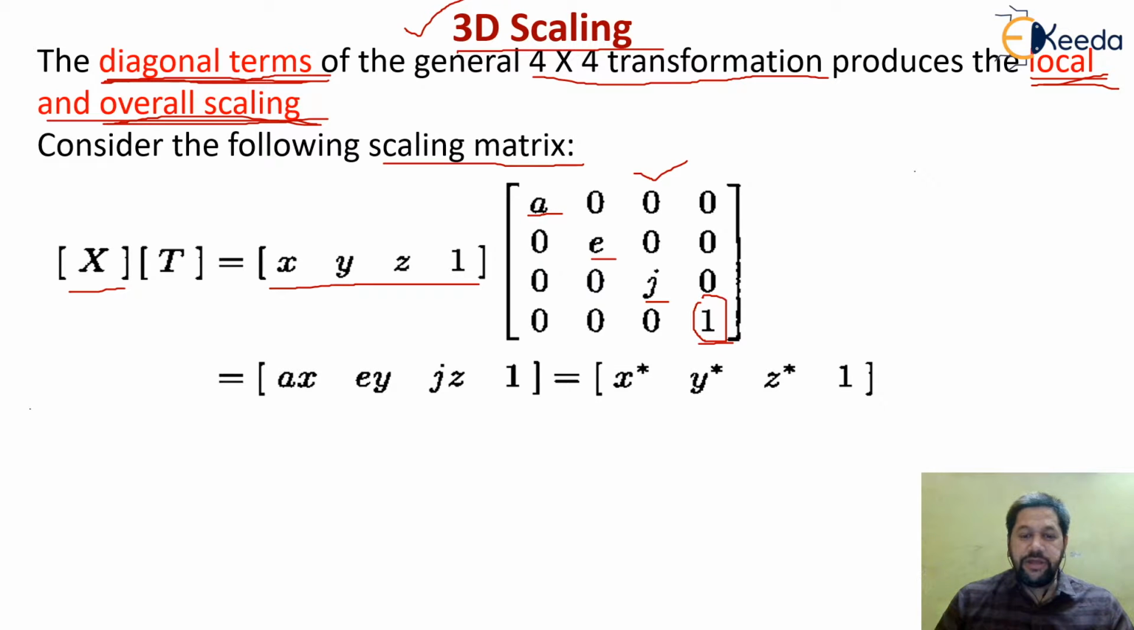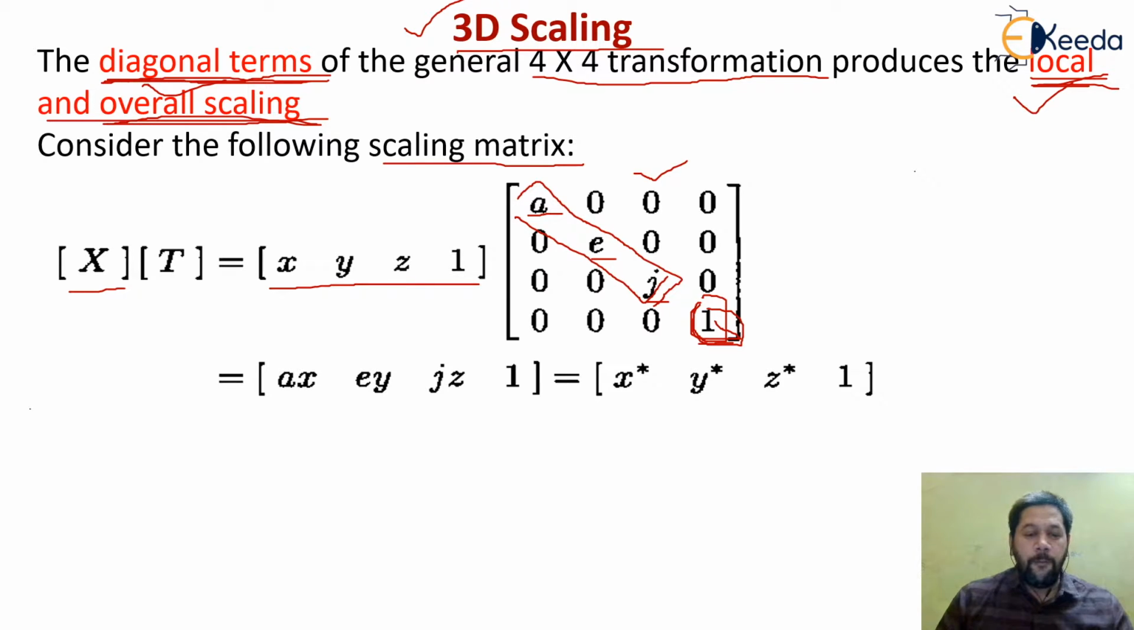What it means is, suppose I put the a value at 1, the e value at 1, the j value at 1, and I decide the last value to be 2. This produces the overall scaling. If I keep this value 2, I am going to double the size of the object, whereas the diagonal terms a, e, and j are responsible for the local scaling, and the last term is responsible for the overall scaling.